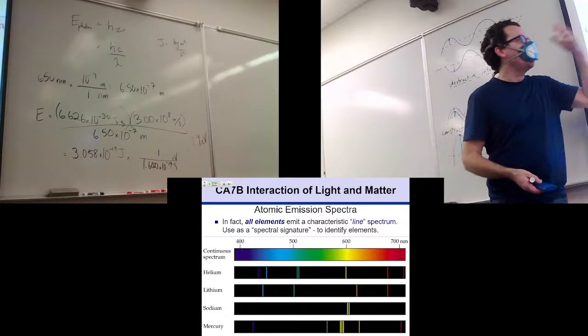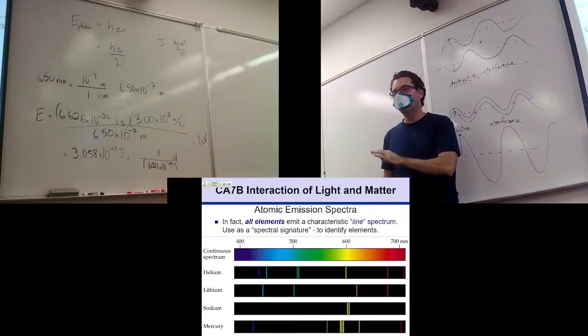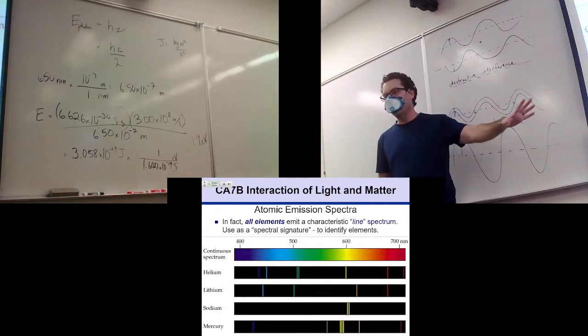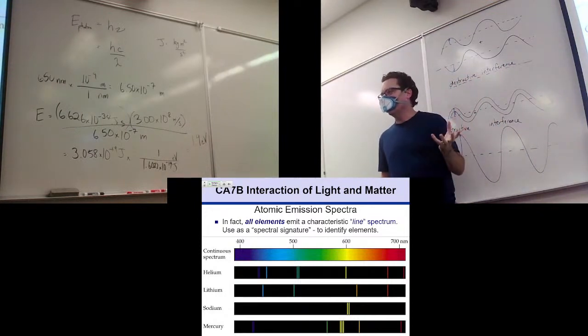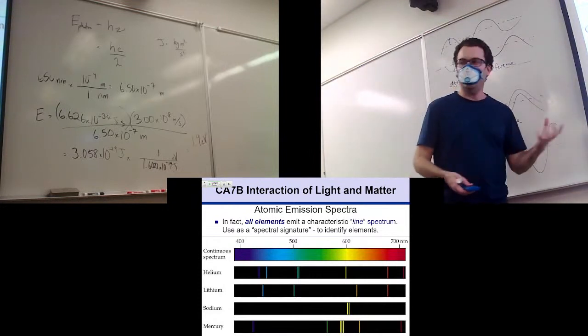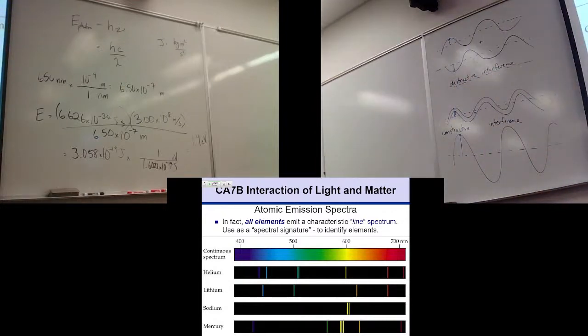This is the continuous spectrum, but every element has its own little signature. And we can identify an element by its emission spectrum. This is how we know planets and suns are made of certain things. We look at the colors they emit, and we can tell what elements those things are composed of.